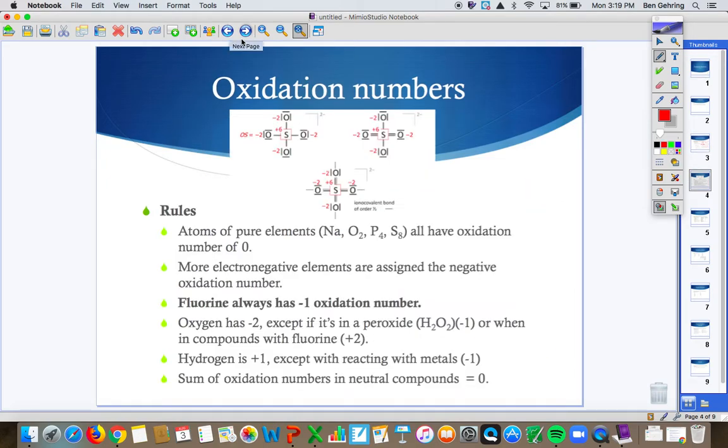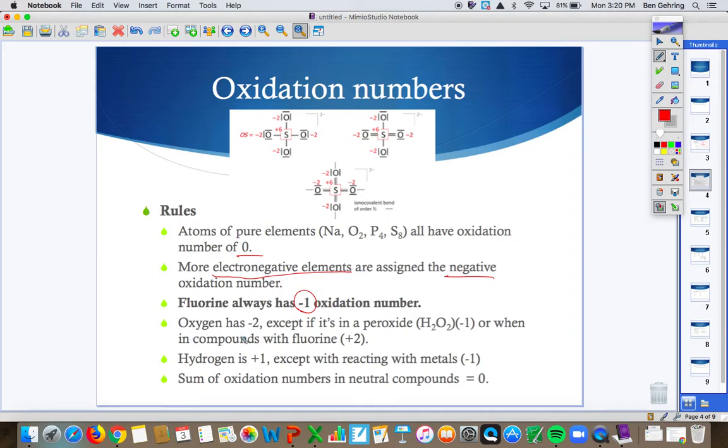Okay, there are some rules for oxidation states. These 6 rules are really important, and they help things make sense, so write these down. First, atoms of pure elements, pure substances, have an oxidation number of 0. If you have a single element, for example sodium, oxygen, phosphorus, or sulfur, the oxidation number on that is 0. The more electronegative elements are going to gain the electrons and become negative. That's where electronegativity comes in again. Fluorine is the most electronegative element on the periodic table. It will always have an oxidation number of negative 1. If you see fluorine, you know negative 1, unless it's by itself, then it is 0.